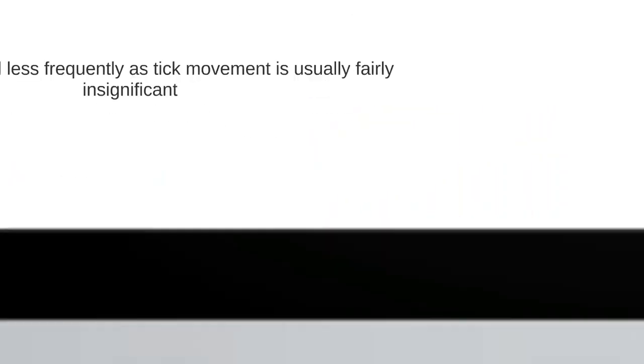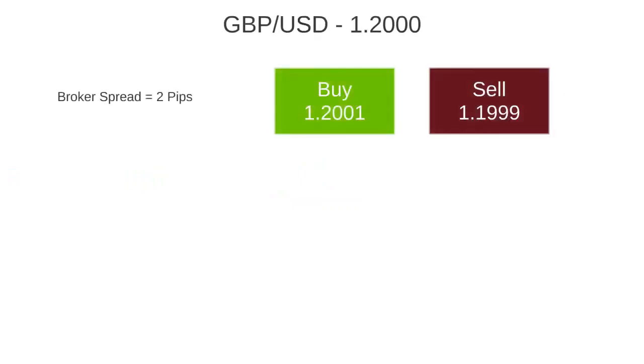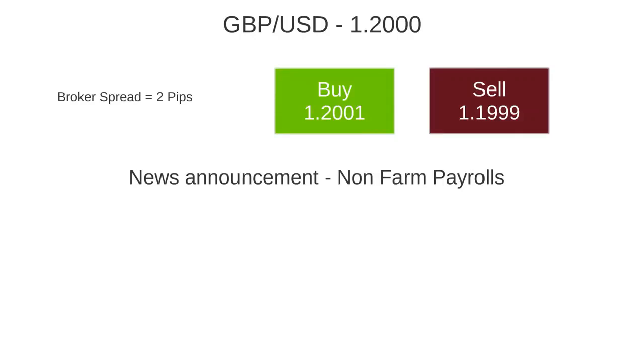Now let's say that a high-impact news announcement has just been made, like the non-farm payrolls in the US, for example. These kind of news announcements usually greatly increase the market volatility, so the broker will widen the spreads on the affected markets as it becomes difficult for them to keep up with all the trading activity.